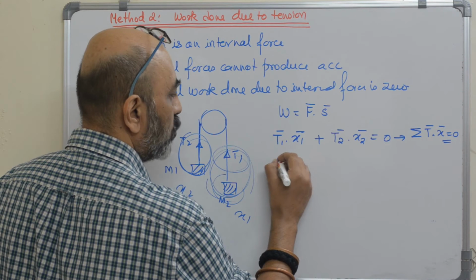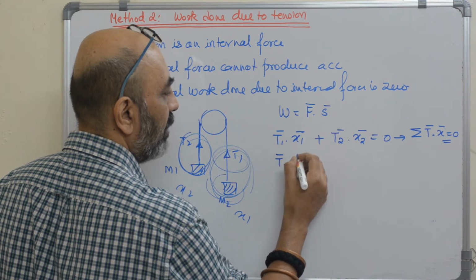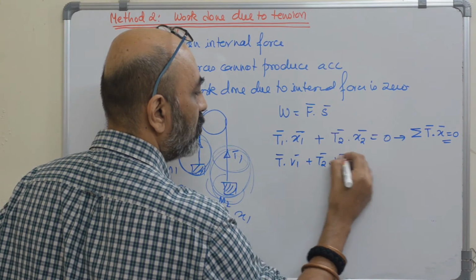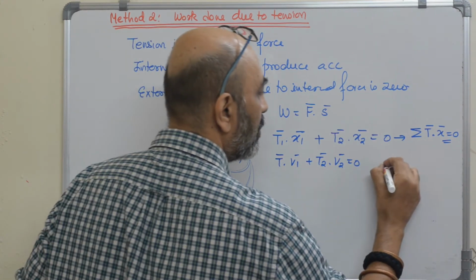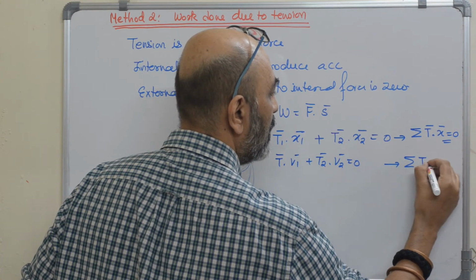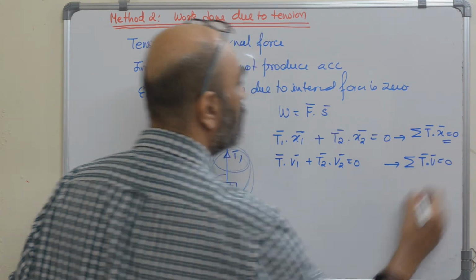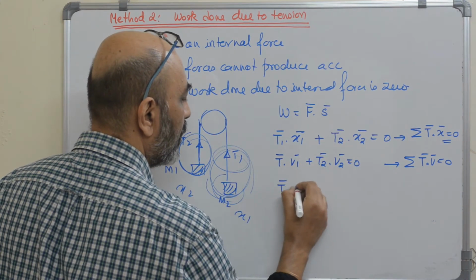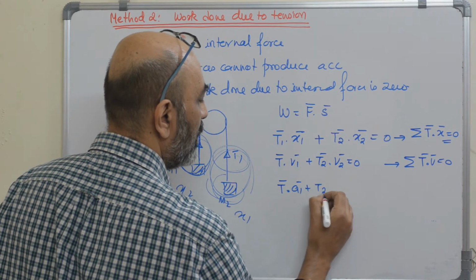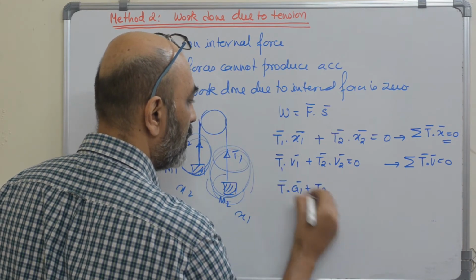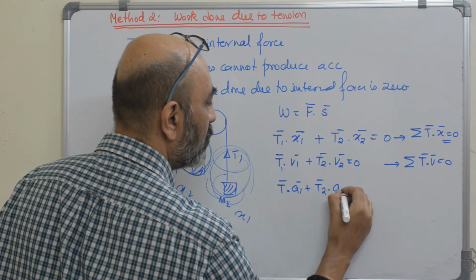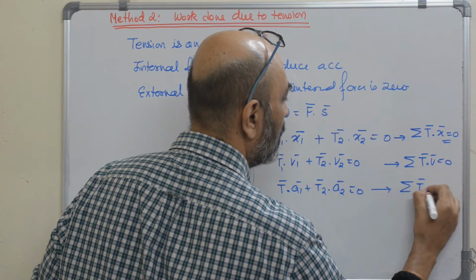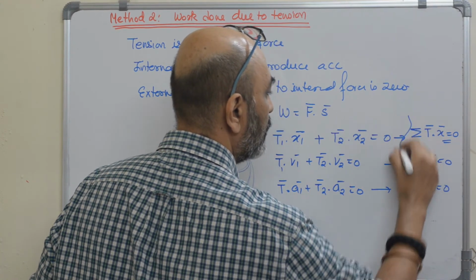If we differentiate this, we will get T1 dot dx1 by dt, which is velocity 1, plus T2 dot velocity 2 is equal to 0. So in general, how will we write? Summation T dot v equal to 0. If we differentiate this, what will we get? T1 dot A1 plus T2 dot A2 equal to 0, and in general we will have summation T dot A equal to 0.